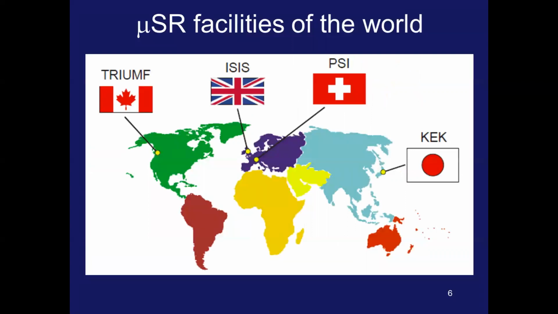There are many places now where one can perform muon experiments, in particular for condensed matter physics. These are TRIUMF, for example, in Canada, then ISIS, which is located in the United Kingdom, then PSI in Switzerland, and also KEK in Japan.